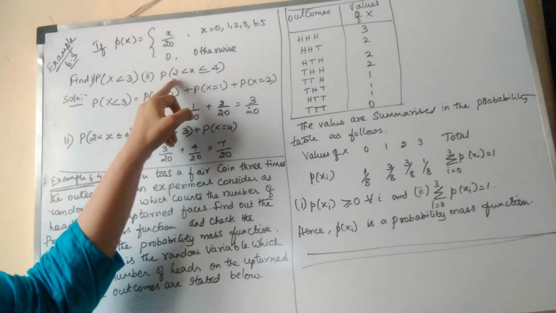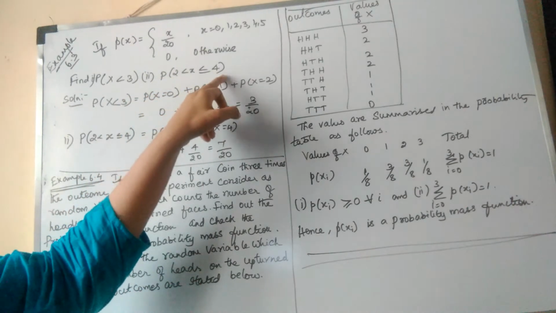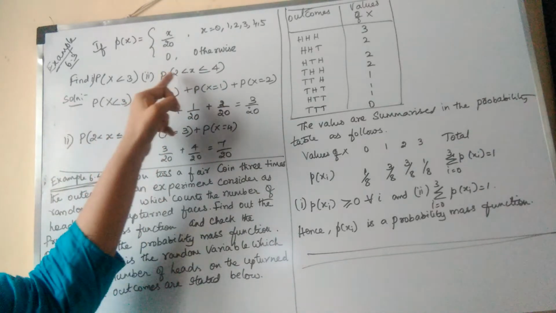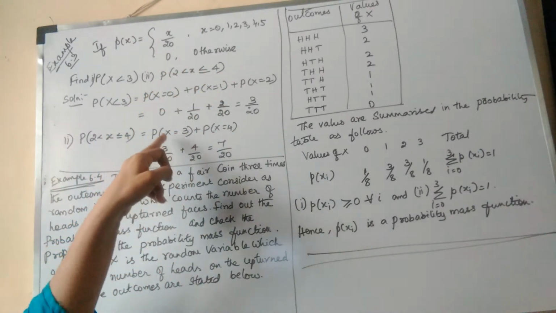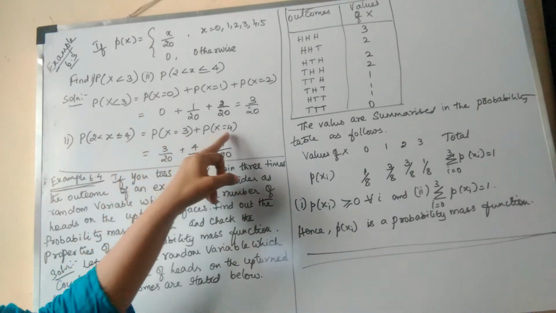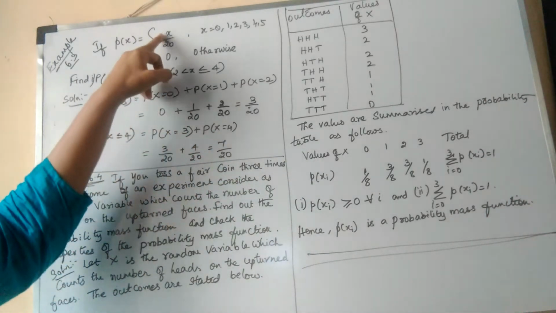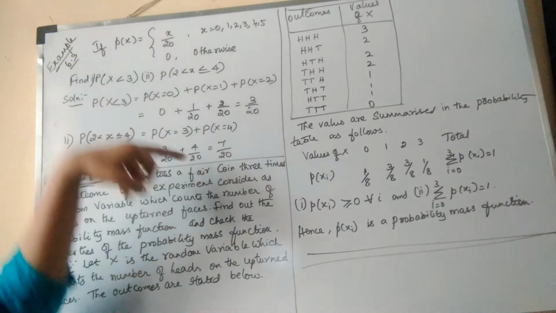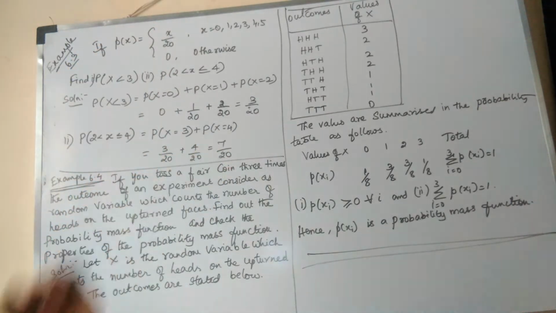Similarly, the next question, p of 2 less than x less than or equal to 4. That means in between 2 and 4. 2 is not included, 4 is included. So in between 2 and 4, what is that? 3 and 4. So what is p of 3? Put 3 in this x, 3 by 20. 4 means it is 4 by 20. Add up, you will get 3 plus 4, 7 by 20. That is the answer.